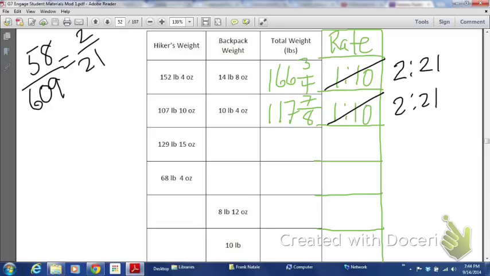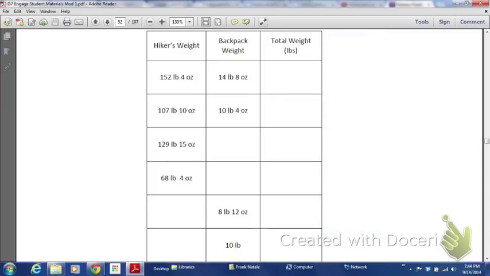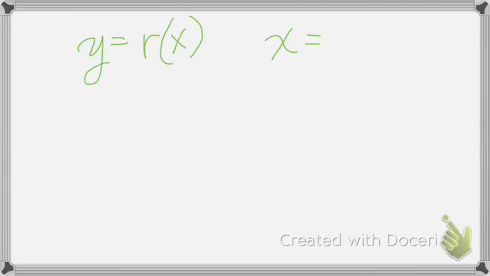Okay, so if we go ahead and apply, take this away here. So if we apply our fraction, which is our rate, 2 to 21 or 2 over 21, to let's go ahead and do that with 129 pounds 15 ounces. Okay, let's go back here. So 129 pounds 15 ounces.